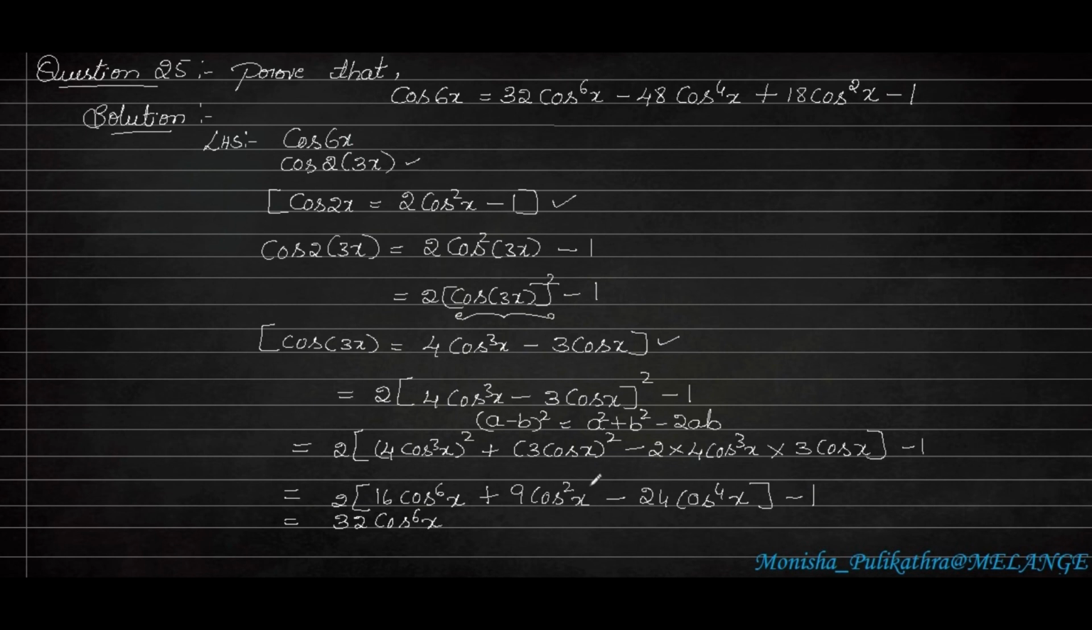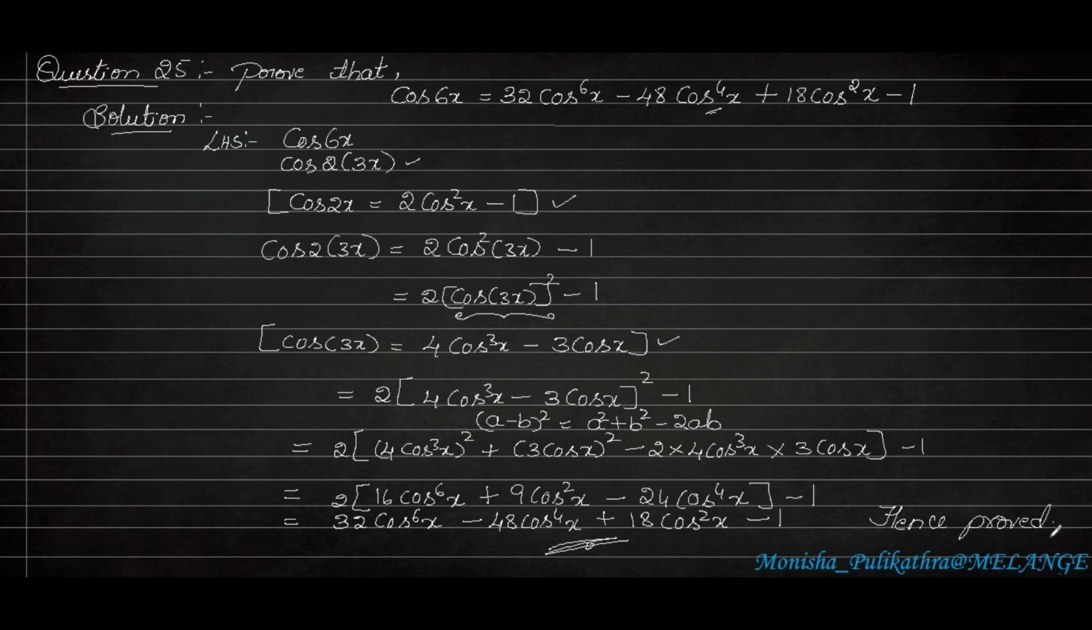Now I will be taking in a descending order of the powers. So cos to the power of 4x I will be taking this side. So it will become 2 into 24 is minus 48 cos to the power of 4x, plus 9 2s are 18 cos square x and minus 1. Now we can compare with the answer. Cos 6x is equal to 32 cos to the power of 6x minus 48 cos to the power of 4x plus 18 cos square x minus 1. So whatever we need to get, we obtain that. Just write down, hence proved.